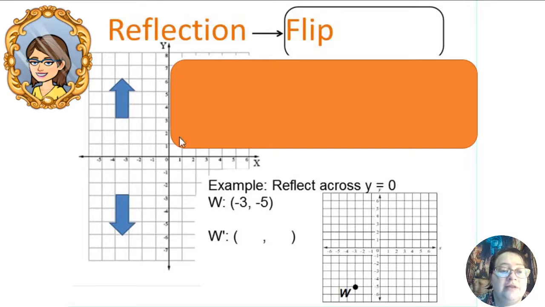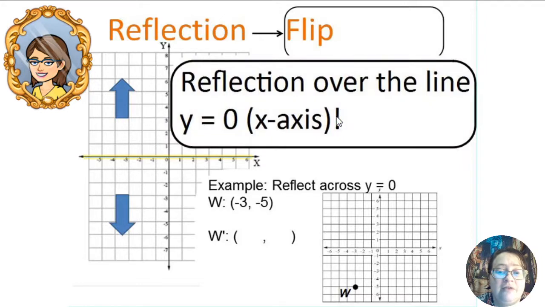So this one, because it's flipped over the x-axis, that's also called y equals 0. So this is a reflection over the line y equals 0, or the x-axis.